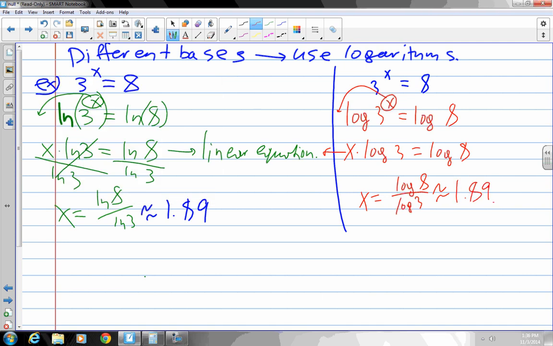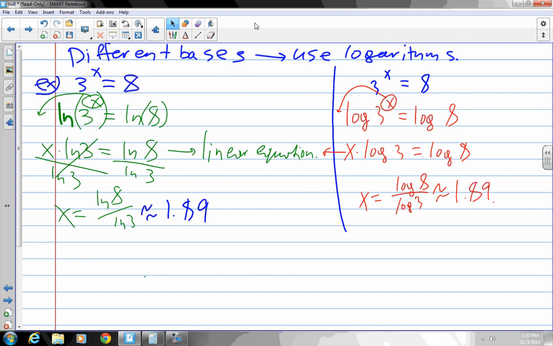So it doesn't matter whether you use natural or common log. Personal preferences. I prefer natural log because it's, well, 2 letters instead of 3, just shorter. Okay? Well, natural logs are more natural. That's a different story. So how much sense did that make?